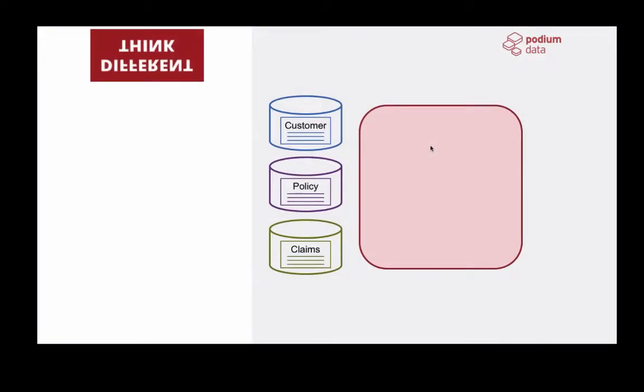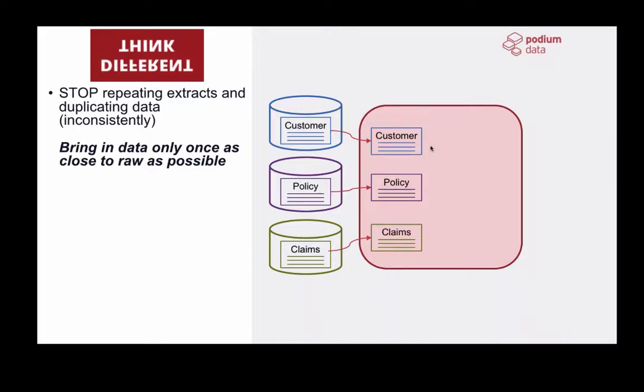So I want us to think differently about this and how we approach it. How do we address some of these issues? We have to stop repeating these extracts and duplicating this data, right? How do we do that? Well, we do a once-only: bring in the data once, as close to raw as possible, so that all those separate pipelines now go to the same place in a reusable fashion. So you have that reuse and you simplify that lineage issue, right?